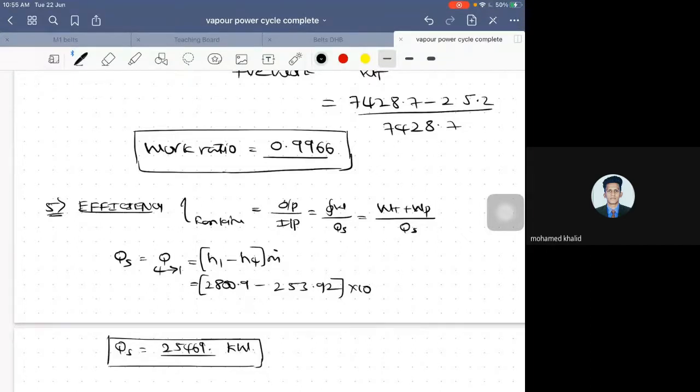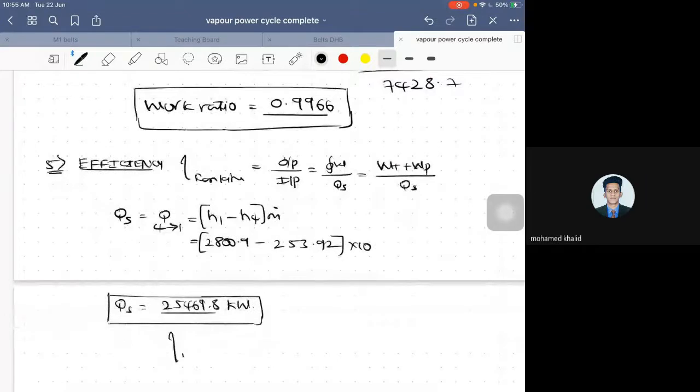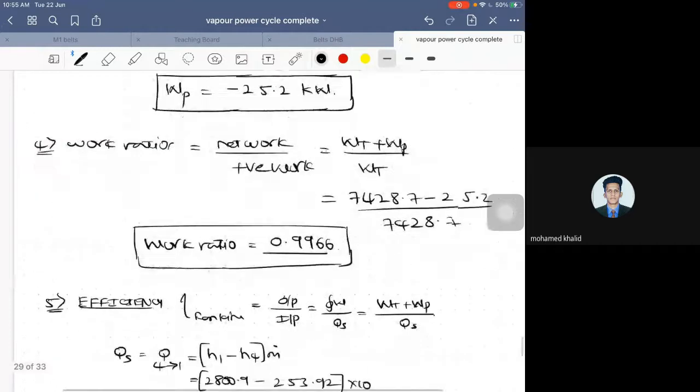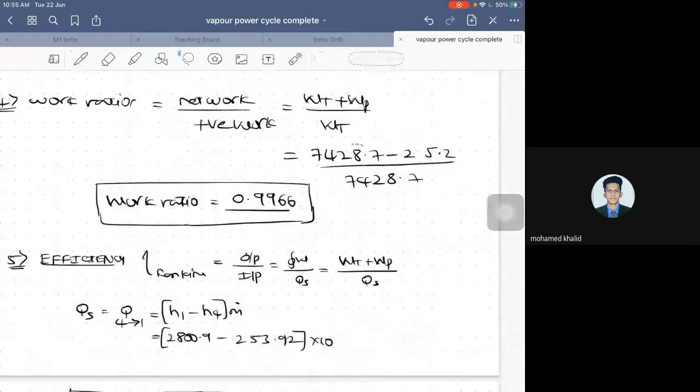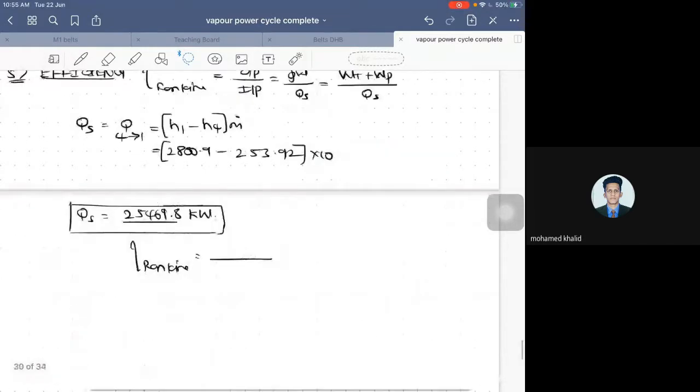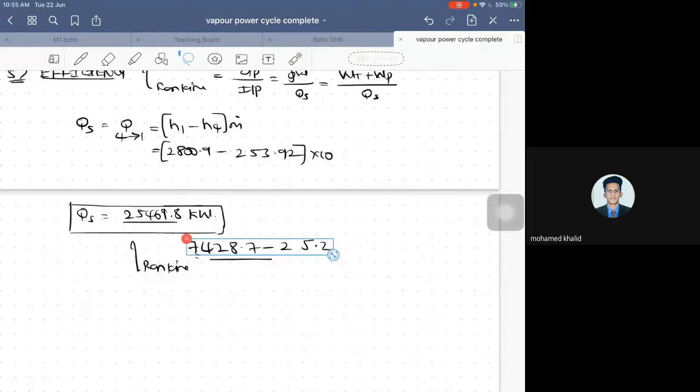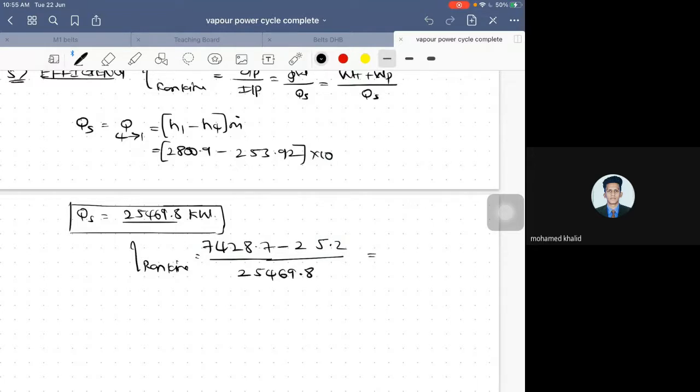Now go with the efficiency of the Rankine cycle. How much turbine work did you get? Divide by 25469.8, and when you multiply by 100 you get the efficiency of the Rankine cycle in percentage.